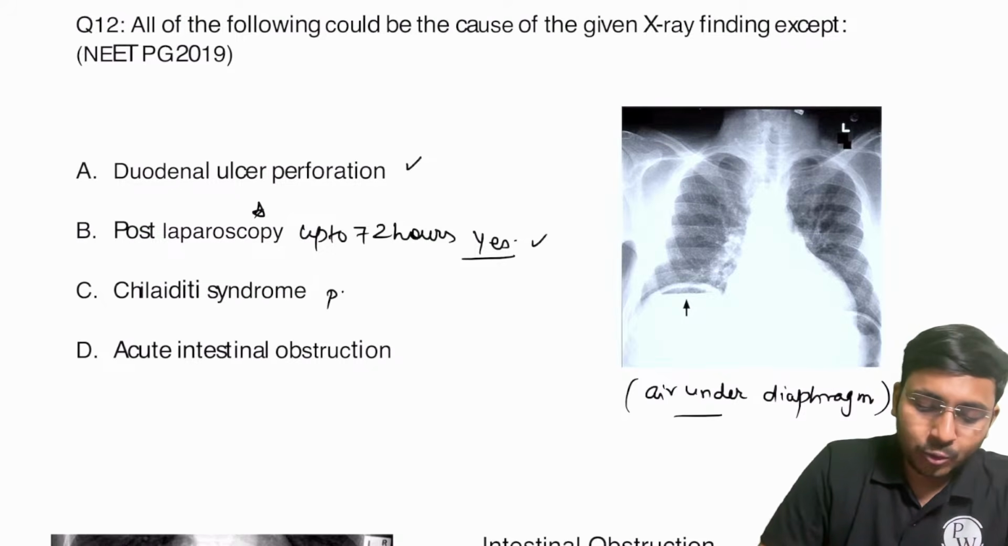Chilaiditi syndrome. Chilaiditi syndrome is pseudo pneumoperitoneum.